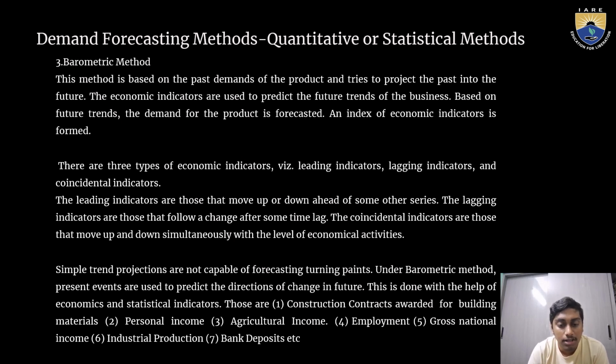Simple trend projections are not capable of forecasting turning points. Under the barometric method, present events are used to predict the directions of change in future. This is done with the help of economic and statistical indicators. Those are: one, construction contracts awarded for building materials; second, personal income; third, agricultural income; fourth, employment; fifth, gross national income; sixth, industrial production; seventh, bank deposits.